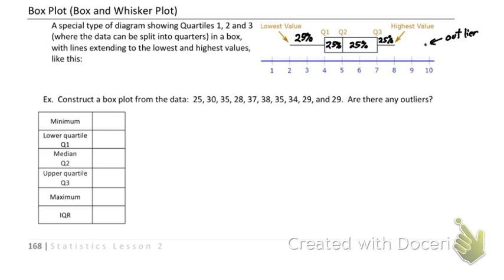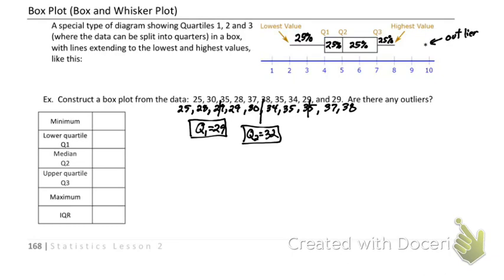So the first thing we're going to do is list them in order. So let's go ahead and go 25, 28. Our next one would be 29, 29, 30, 34, 35, 35, 37, and 38. All right, we have 1, 2, 3, 4, 5, 6, 7, 8, 9, 10.